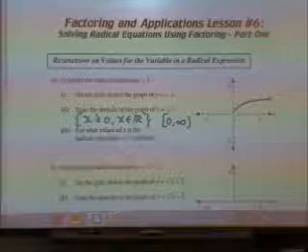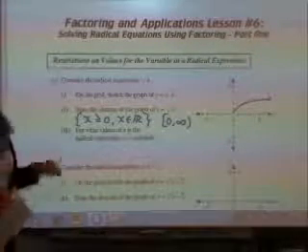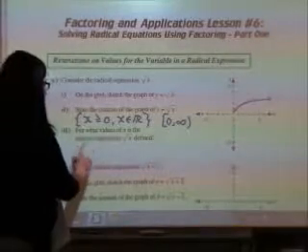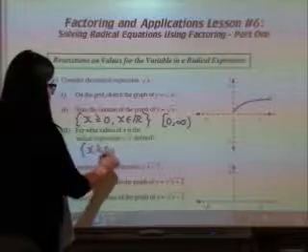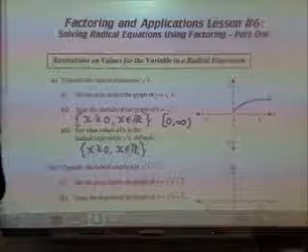So for what values of x is the radical expression defined? It's the same as the domain. It's defined for all the positive x values. So all the values of x that are greater than 0, this expression is defined, meaning I can find a value for y.